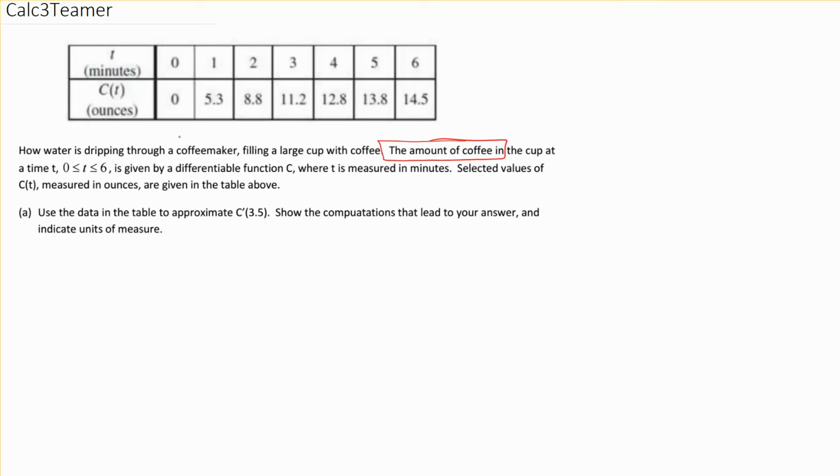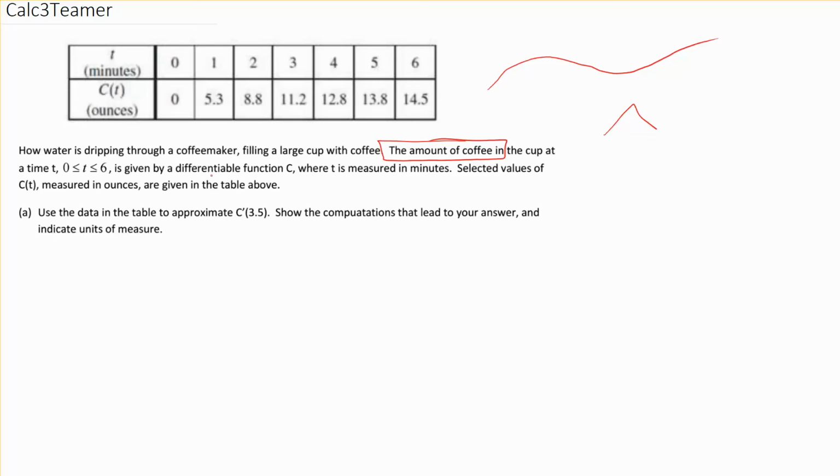And at a time from 0 to 6 is given by a differentiable function c. We have the definition for differentiable now. Differentiable means that you can find a derivative at every point. That means its curve is smooth, there's no cusp, and it's definitely continuous. That's what differentiable means, where t is measured in minutes. Selected values are given in the table above. So, classic calculus, we've got a table.